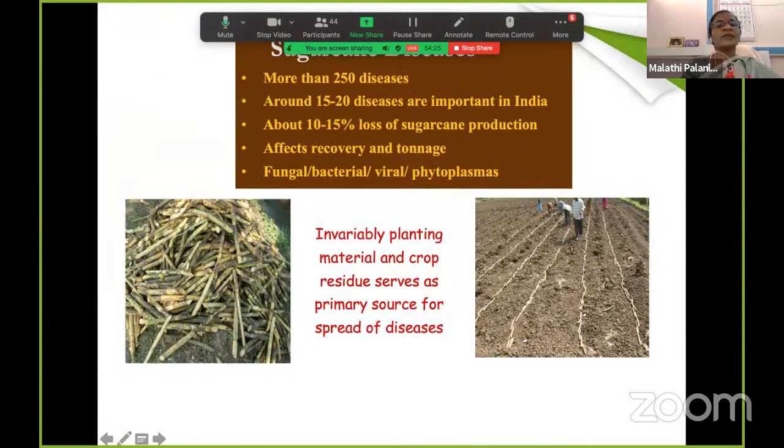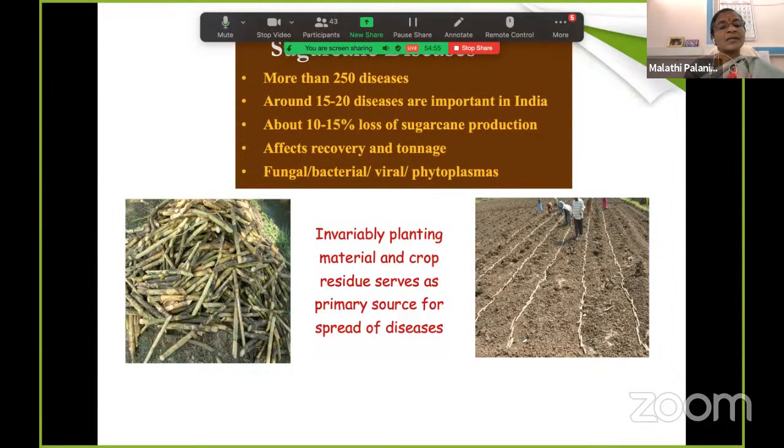So, as far as sugarcane is concerned, more than 250 diseases have been reported worldwide, and in India, about 15 to 20 diseases have been reported, of which about 10 to 15% loss has been reported by all the diseases on an average. But in endemic locations, with threatening diseases like red rot, we can observe even up to 100% loss. So the diseases affect both recovery as well as tonnage of the crop.